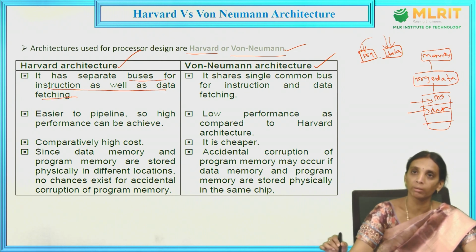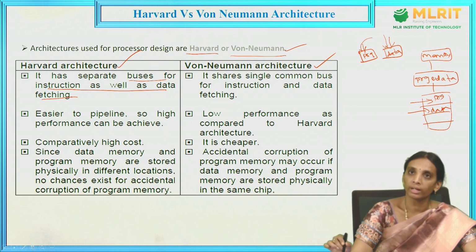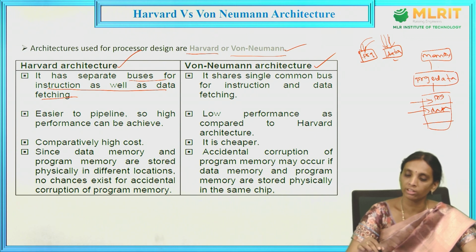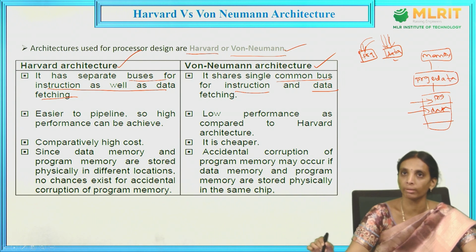As we have separate memory blocks for data transferring, we need to use separate buses for the program memory and data memory. In von Neumann, it shares a single common bus for instruction and data fetching. Here we have only one memory for both program and data, so we have to use only a single bus.